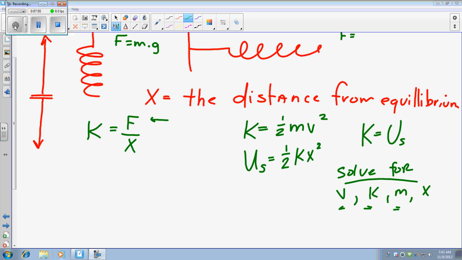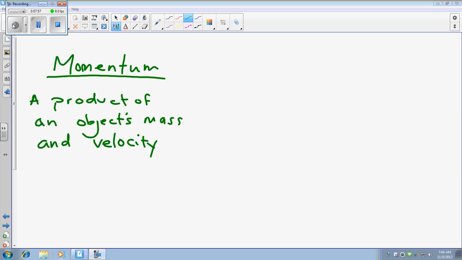Let's move on to momentum. Momentum is going to be a product of an object's mass and its velocity. When we're talking about conservation of momentum, we need to realize that this is a vector quantity.